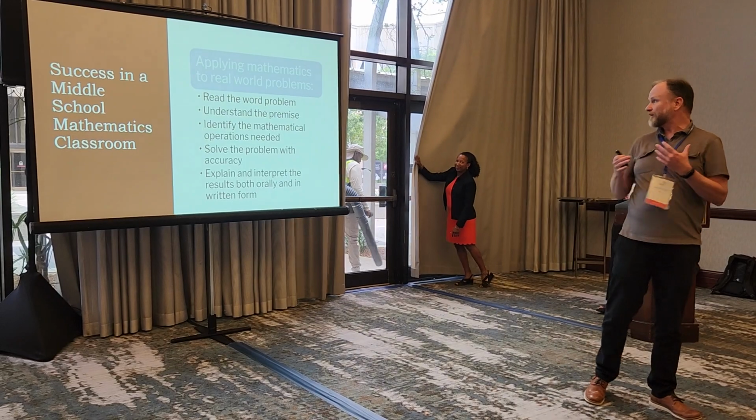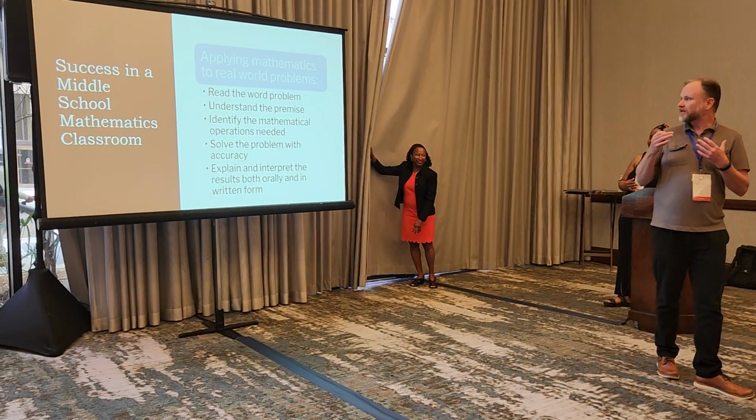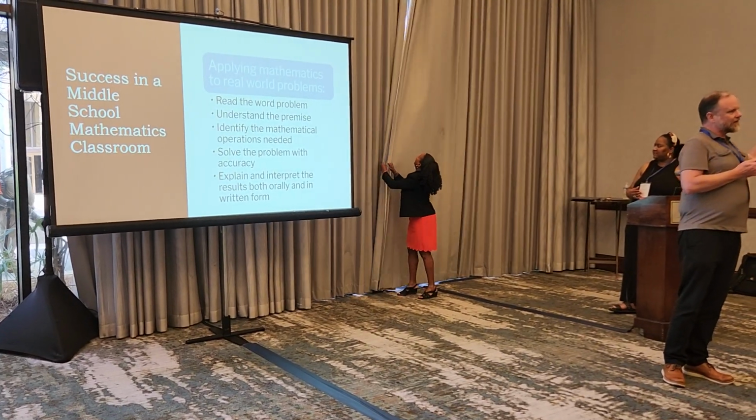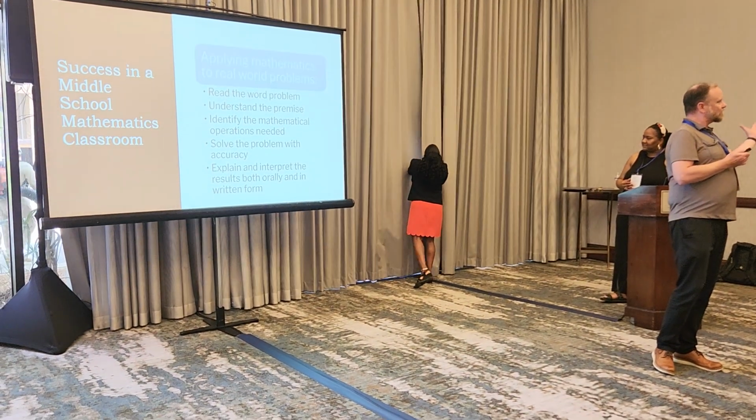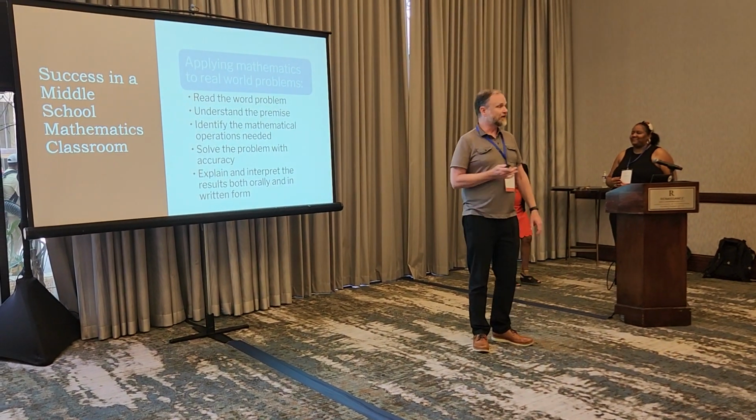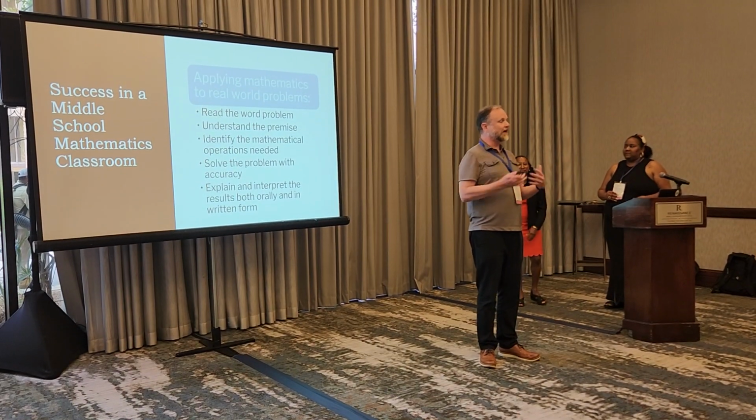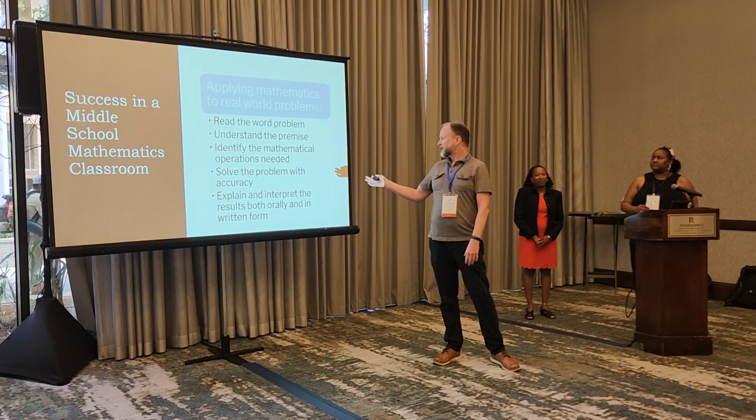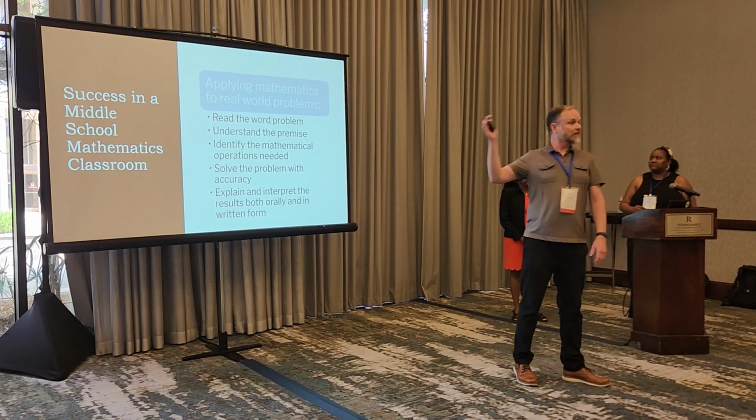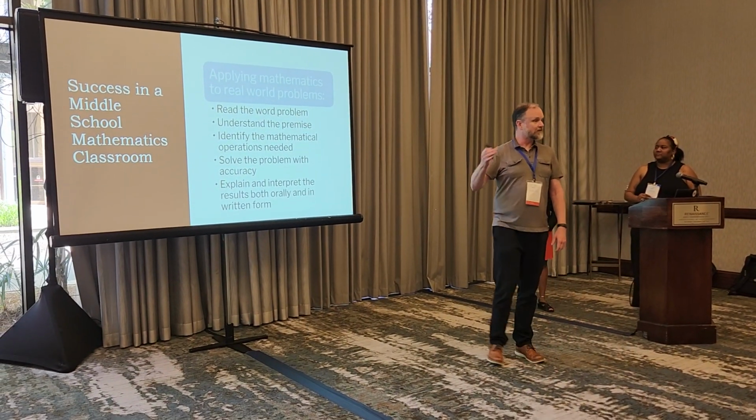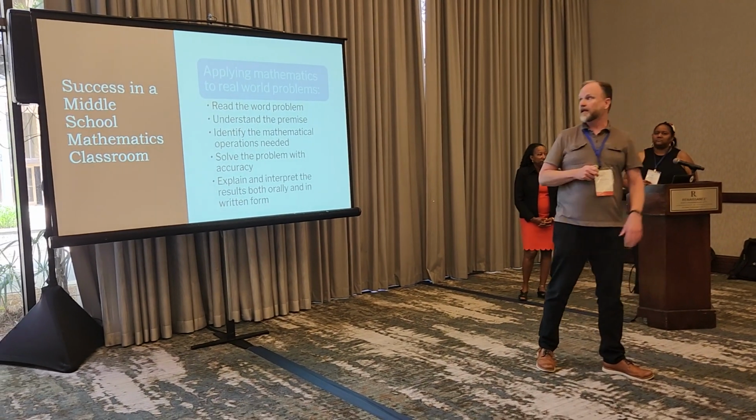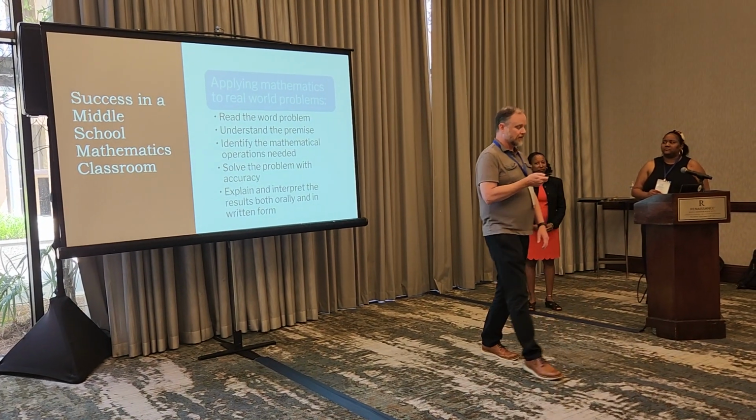Once they understand the premise, they have to figure out what is the mathematical operation they need to solve. I have to think back to everything that I've learned in math. What of those techniques can I apply to solve that overall premise? And then they have to solve the problem with accuracy. They have to be able to carry out the procedure. And then they have to explain and interpret the results both orally and in written form. That's a lot for an 11-year-old to have to think through to solve a problem in 3 to 5 minutes, especially if they can't read the question.